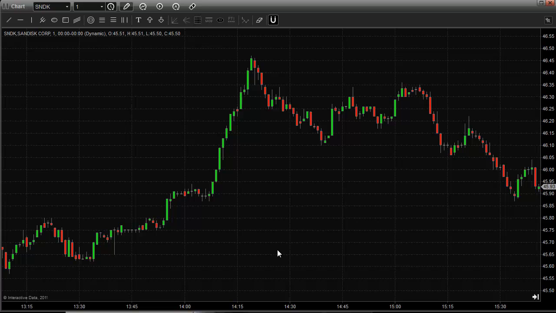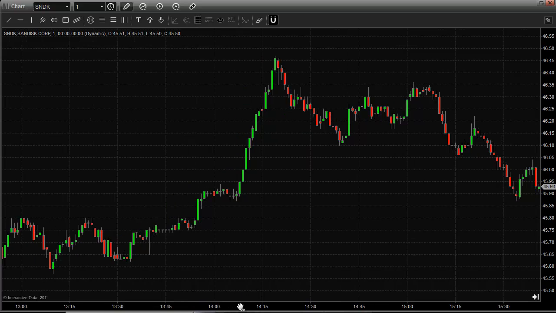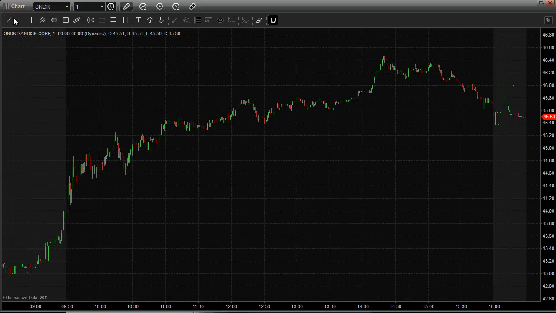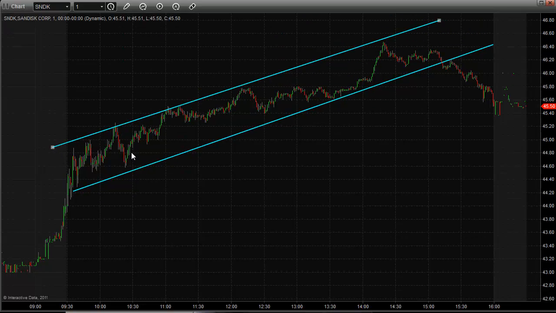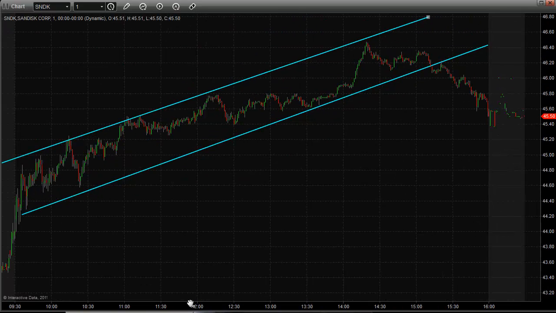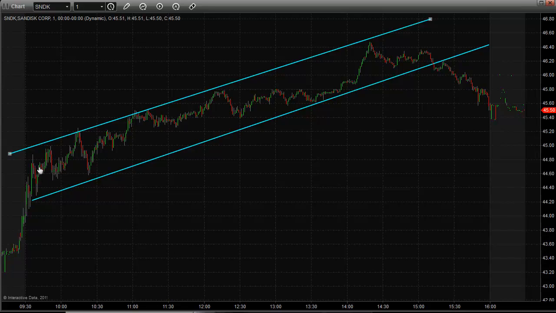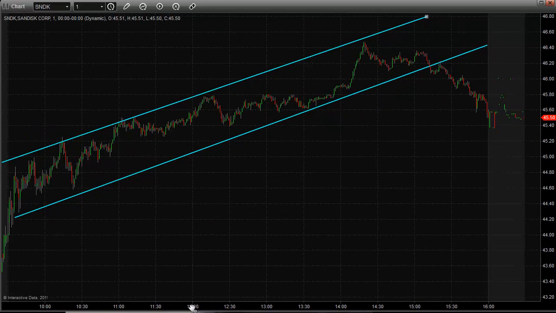Okay, we're looking at a 1-minute chart this time on SanDisk, symbol SNDK. Let's go ahead and zoom out and put a trend line on this. Let me zoom back in here a little bit. So you can see we have a channel uptrend going on here on the 1-minute chart where it tests it a few times, but basically traveling back and forth between this channel. Let me go ahead and zoom in towards the end here.